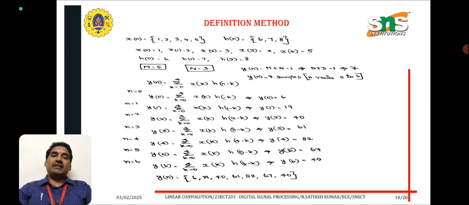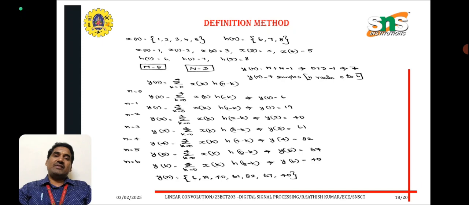Now we can set the limits here. The lower limit is 0, the upper limit is 4. x of k into h of n minus k, n varies from 0 to 6. Now we substitute the limits: x of k into h of 0 minus k, where n is equal to 0, 1, 2, 3, 4, 5, 6.